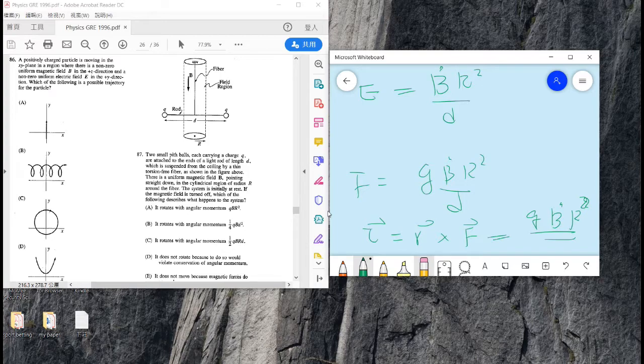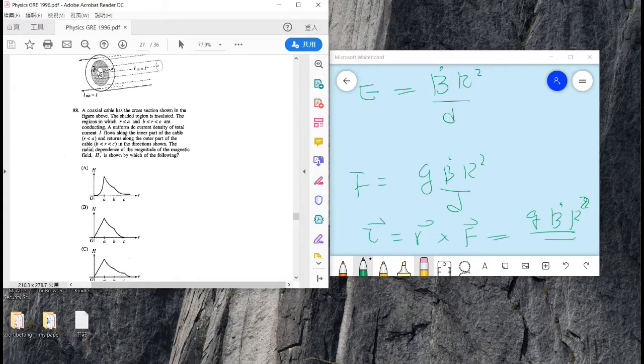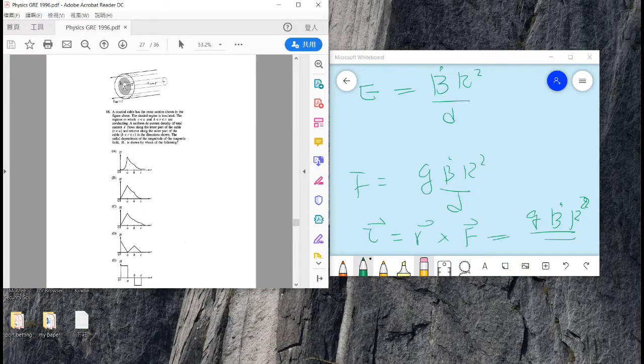And D said it does not rotate because of violating conservation, but there's a torque. If there's a torque present, then there is no so-called angular momentum conservation.